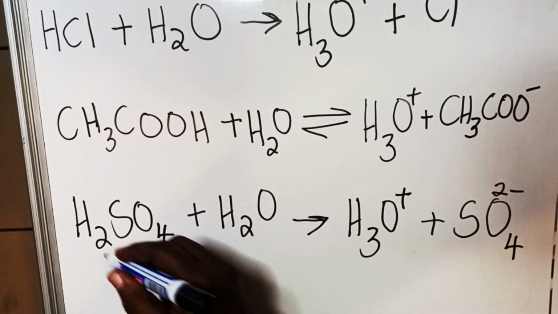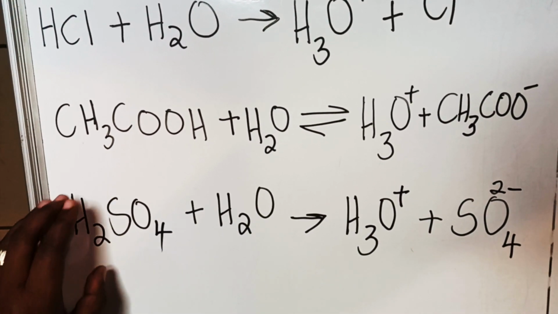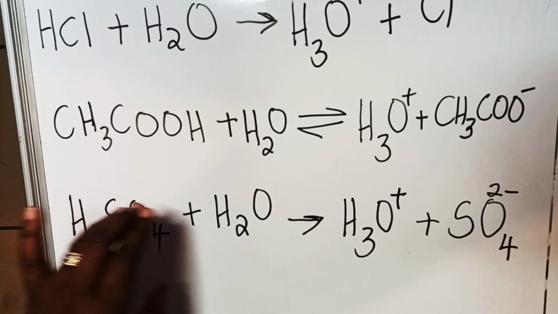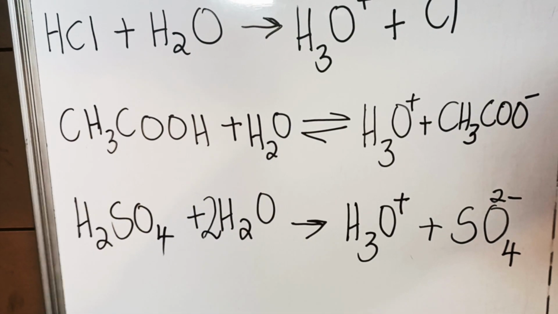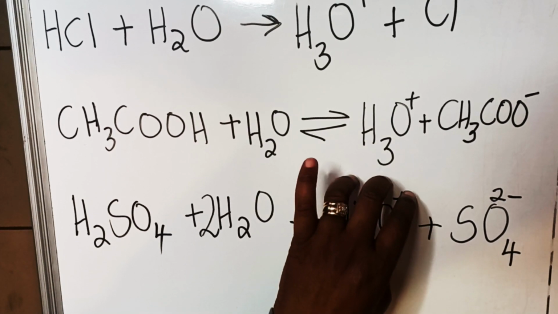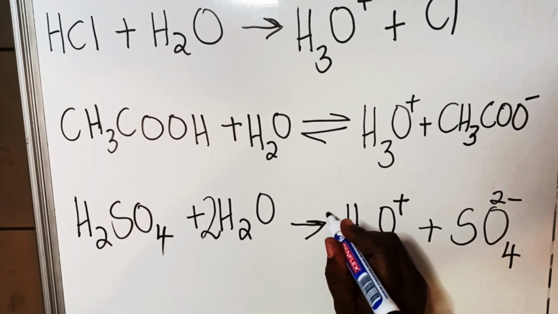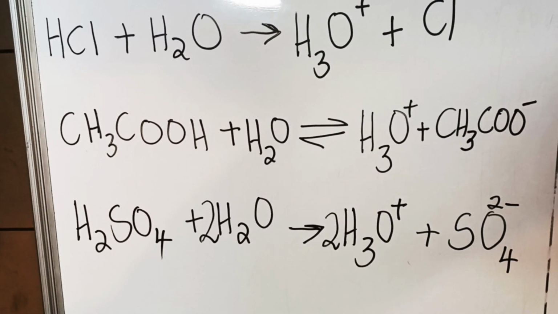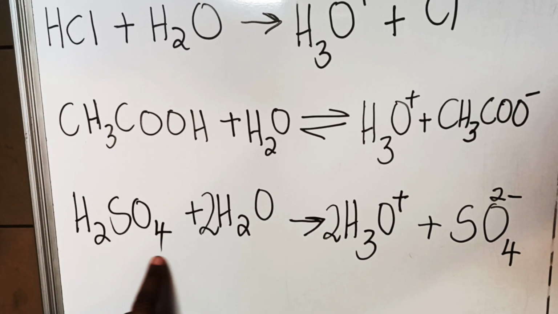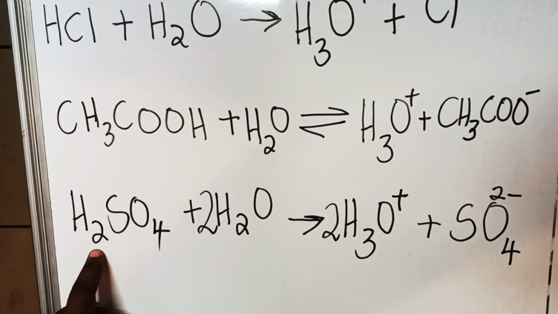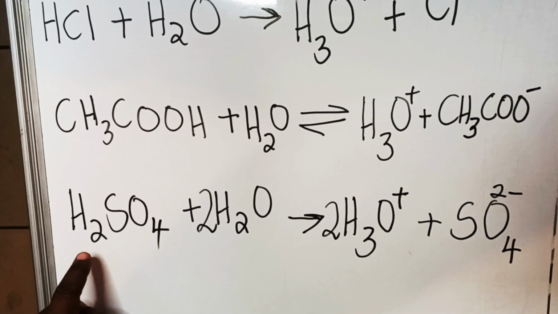Now, this reaction is not balanced. You lost 2 hydrogens to react with 2 water molecules, so you needed 2 there. And then to form 2 hydronium ions, you needed 2 there. This is how it's now balanced. It's very important to know that when you have an acid that has more than 1 hydrogen to donate, it will donate both of them.